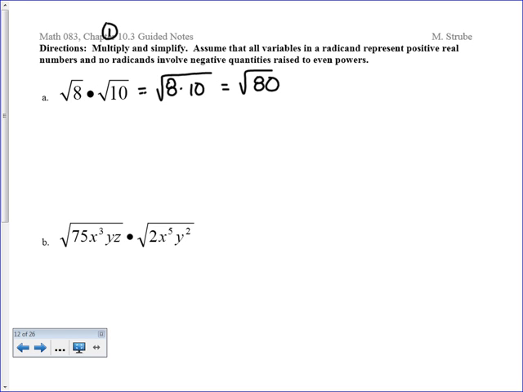So this goes back to what we did last class. This is what your drill would have been on today. The simplify part says look for any of these perfect squares that evenly divide into 80. So there's actually 2 of them. Both 4 and 16 work. You always want the larger.